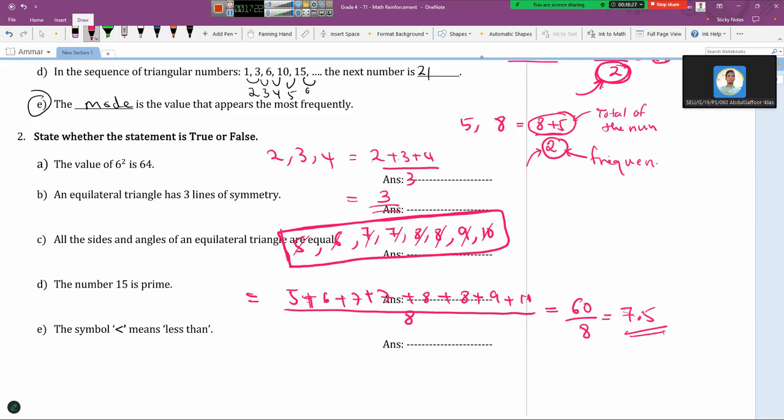Now, tell me the mode of these numbers. 8 and 7. Why? Because 8 and 7 have occurred 2 times each, right? So we can call 7 and 8 the modes. And what is median?